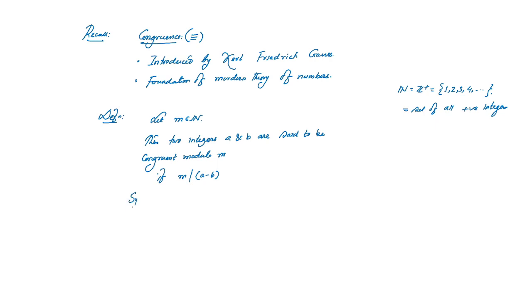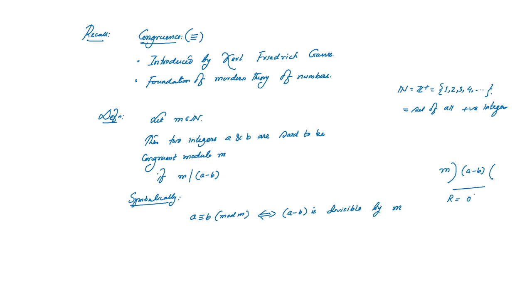Symbolically, we can write a is congruent to b modulo m, in bracket mod m, if and only if a minus b is divisible by m. If we divide a minus b by m, the remainder will be 0. The quotient may be q, the remainder is 0.